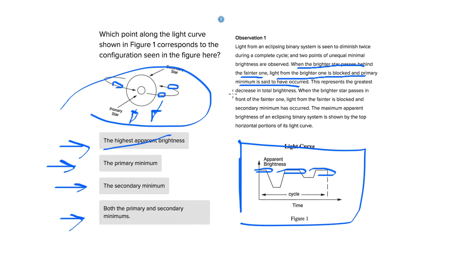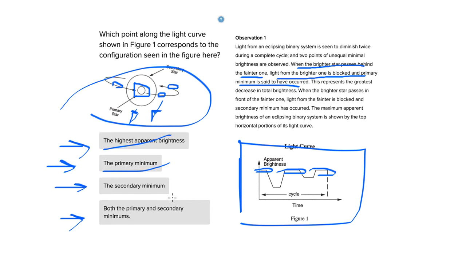So that would be if the primary star was behind the secondary star. That would mean this brighter star is going to be behind this fainter star. But that's not going on. This brighter star is actually in front of it. So it can't be the primary minimum.